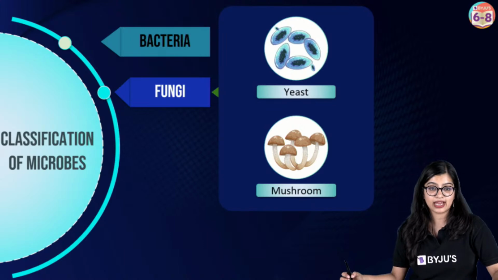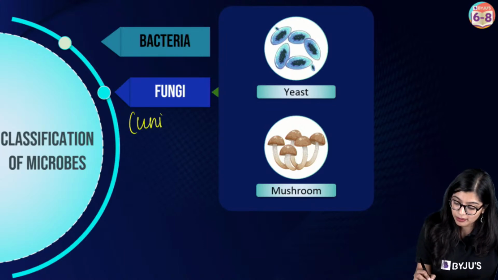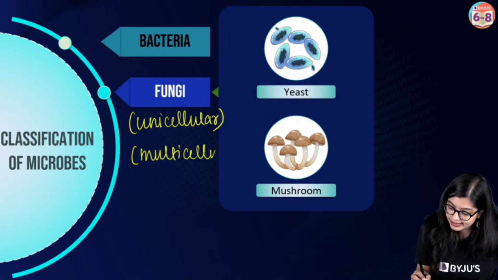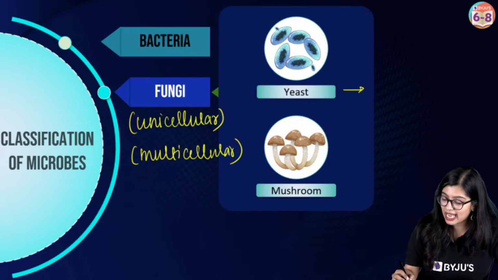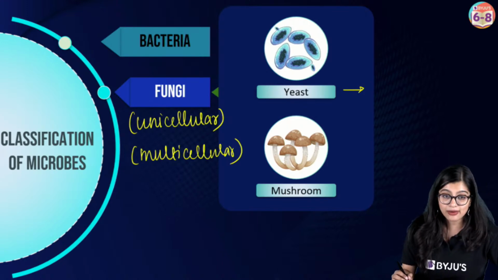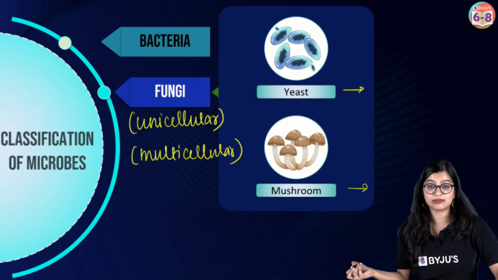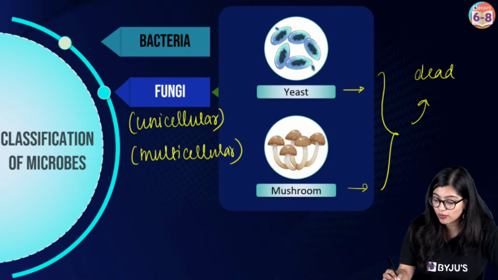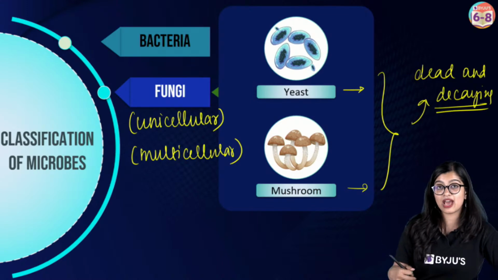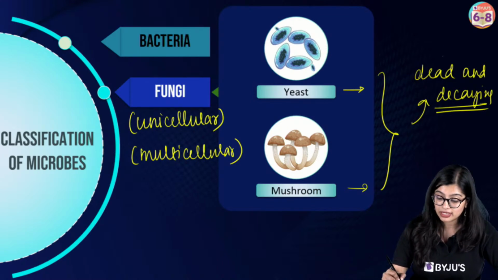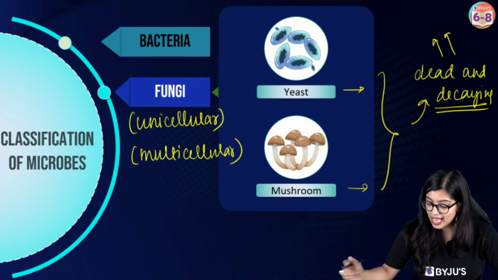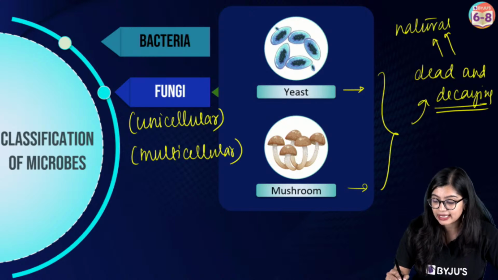Similarly, we have fungi, right? Now, what are fungi? Fungi could be made up of one single cell. They could be unicellular, or they could be multicellular, right? So, unicellular organisms include yeast, yes? While on the other hand, a multicellular organism is mushroom, right? And in these cases, we see that normally fungi are found growing in dead and decaying matter. Now, that does not mean that they are always found growing on dead and decaying matter. It is just that these organisms are naturally found growing in dead and decaying matter.